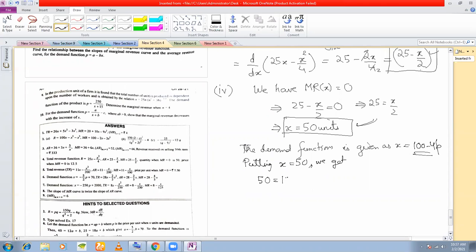50 is equal to 100 minus 4p. That means 4p is equal to 100 minus 50. That means p is equal to 50 by 4, which means 25 by 2, 12.5. So the price at which marginal revenue is 0 is 12.5, right? And what is the quantity at which marginal revenue is 0? 50 units. That's it. Now we do number 6.